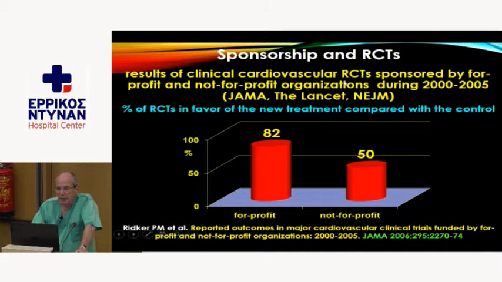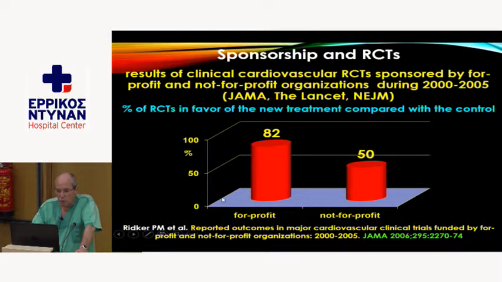And these are the RCTs that were published during the years 2000 to 2005 in 3 major journals, JAMA, The Lancet, and New England Journal of Medicine, sponsored or not sponsored by companies. Look at the percentage of these trials in favor of the new treatment compared with the control. Of course, the new treatment is the basis of the sponsorship.